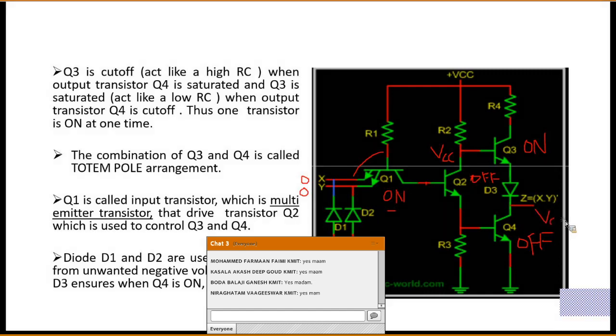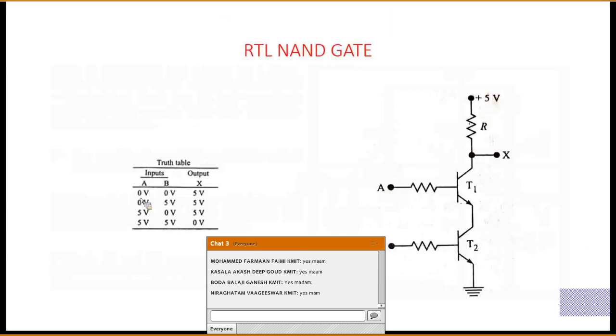As simple as that. See now, if both are 0, what is the output of NAND? Both are 0, output of NAND is high, 5 volts.